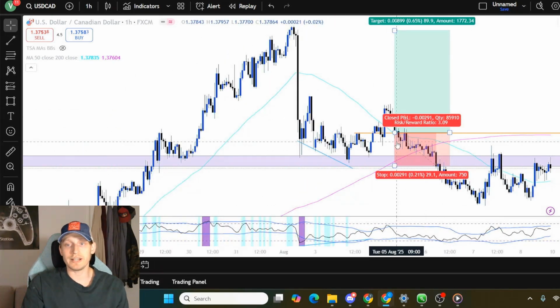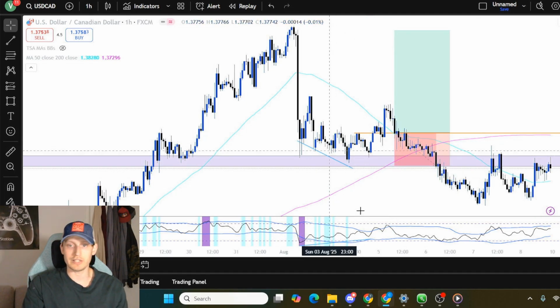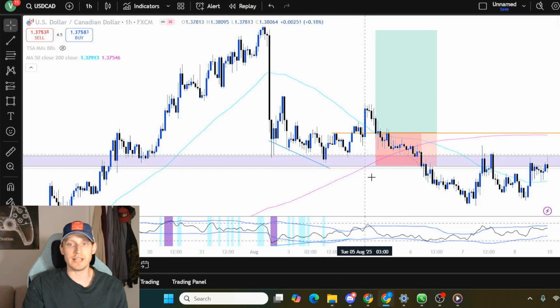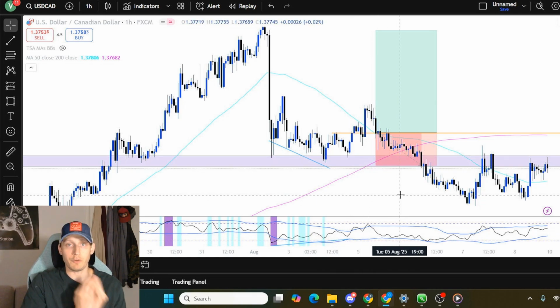Would I enter this trade again? Yes, if it comes out in the future, a trade very similar to this one with all these confluences, yes, because it was a high probability trade for myself.